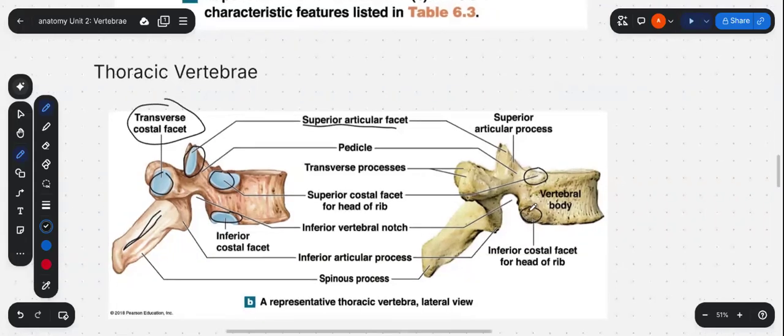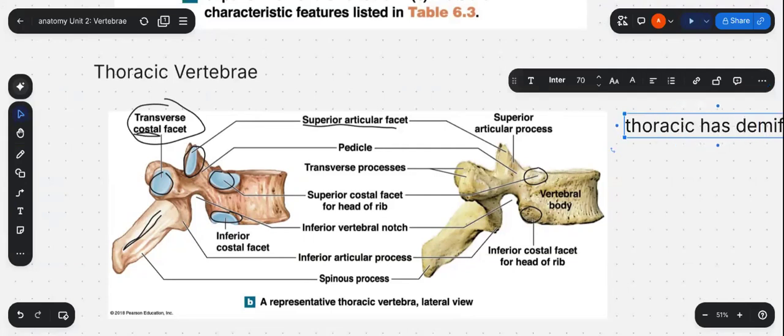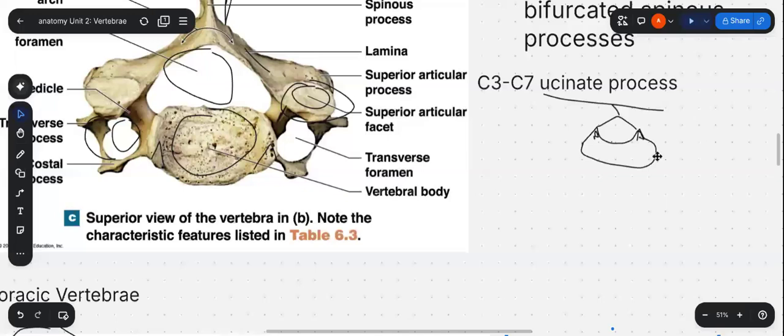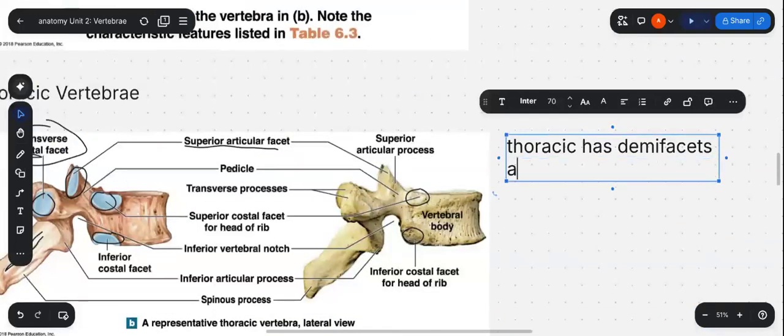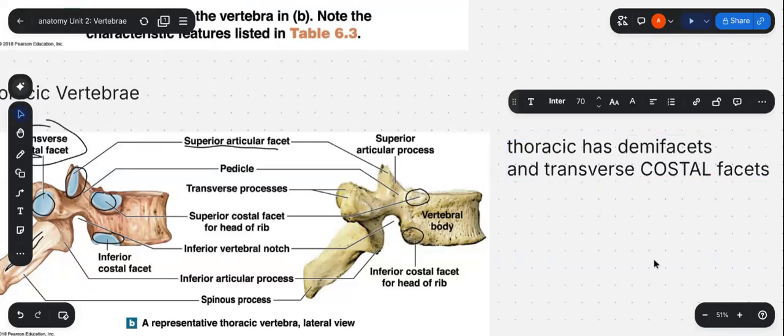So only the thoracic vertebrae has demis, and only the thoracic vertebrae has costal facets. So you need to include the word costal. And I will write that down over here on the side so that it's easier to remember. So thoracic has demifacets and transverse costal facets. So that is the main difference and pretty much the only difference.